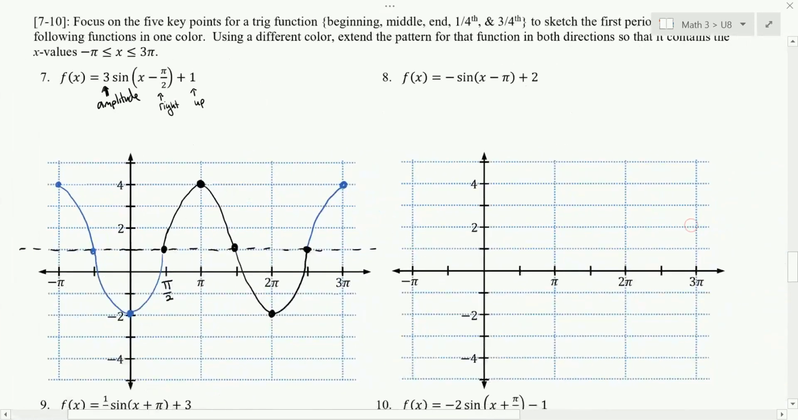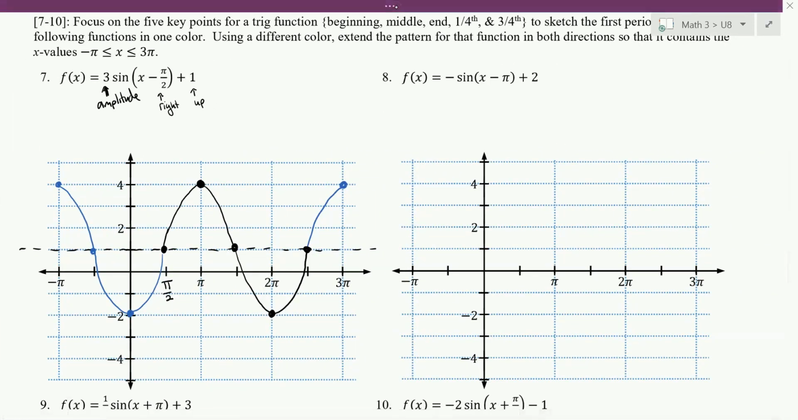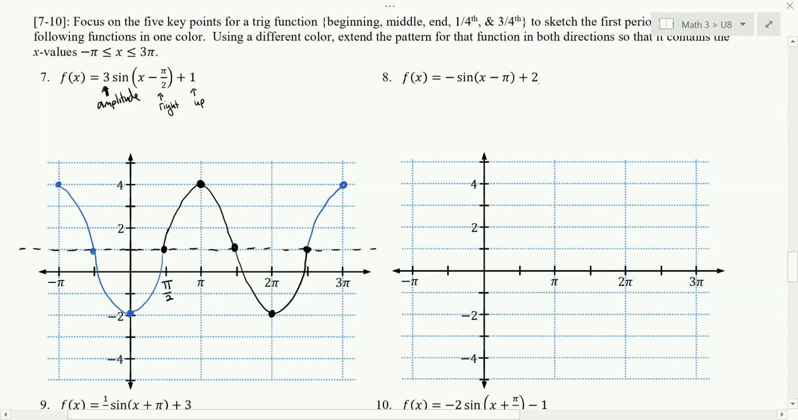Number 8. So first I'm going to move the equilibrium up 2. So here's the center. And then I'm going to move my first point on the equilibrium to the right, a distance of pi. So my first point is right here. And then the negative sign tells me it's going to be reflected.